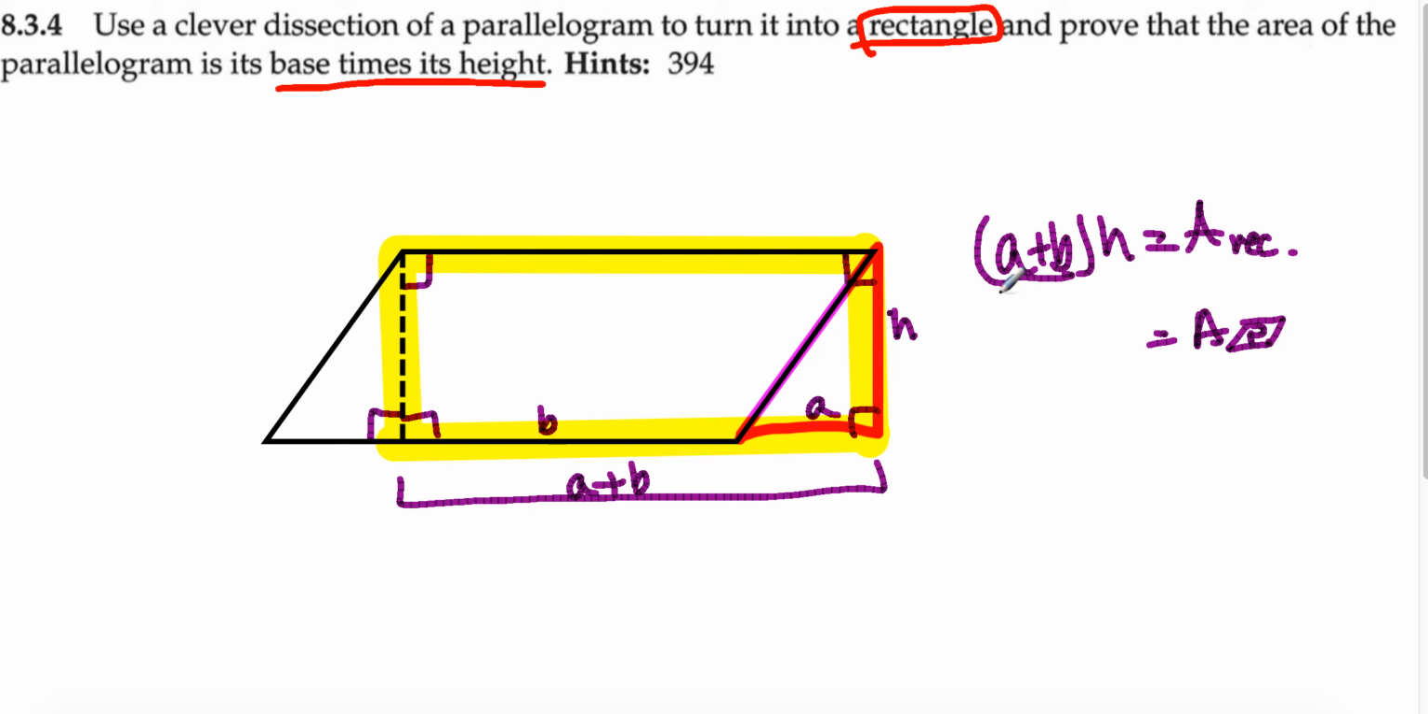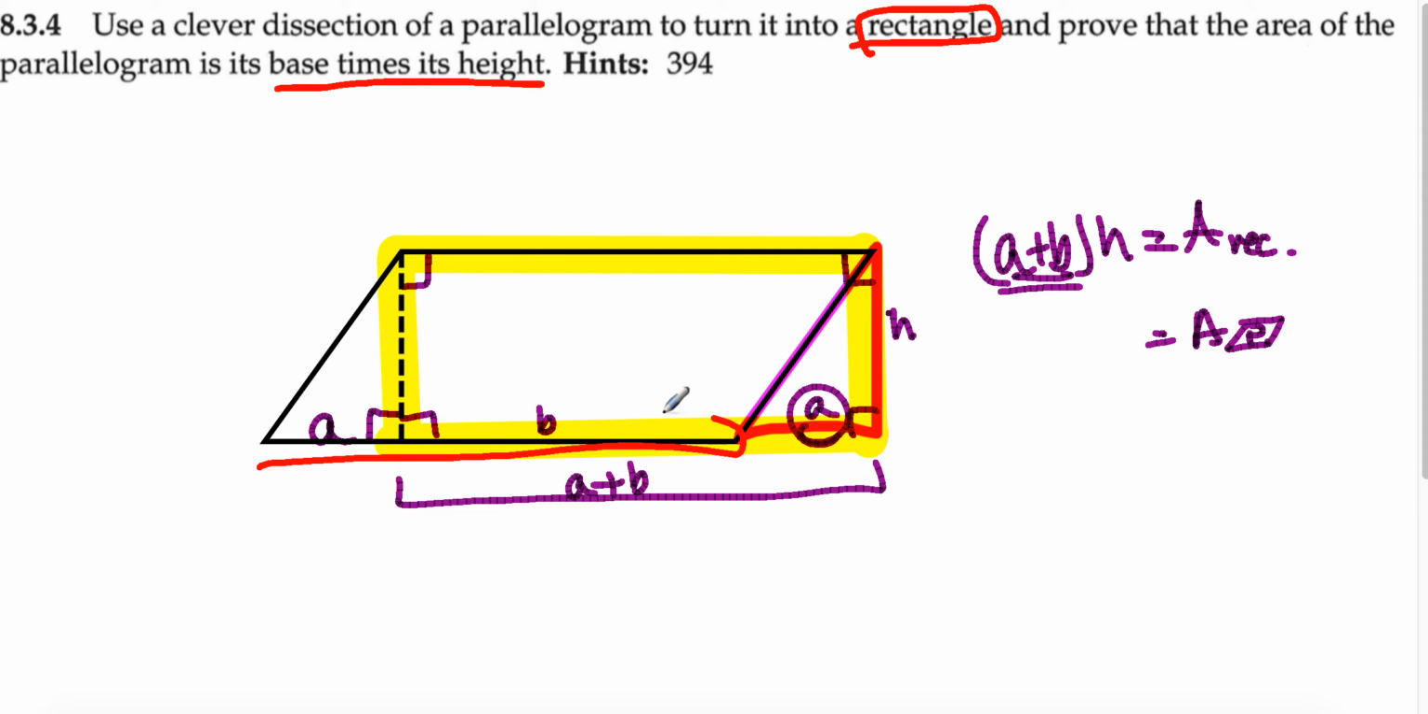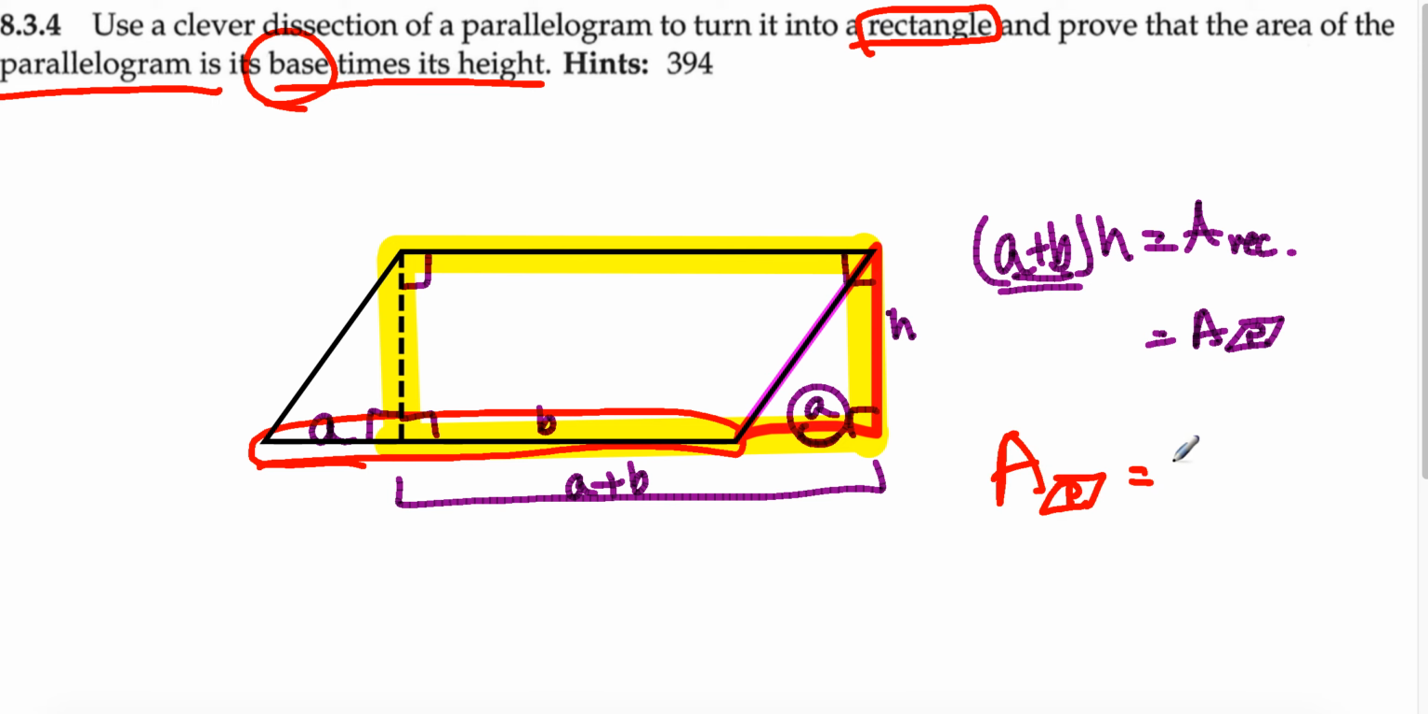But what is A plus B? Since this A is the same as this A, A plus B essentially becomes the entire base of the parallelogram. So that's why we can say the area of the parallelogram is base times height, just like a rectangle. All right, let's move on to the next question.